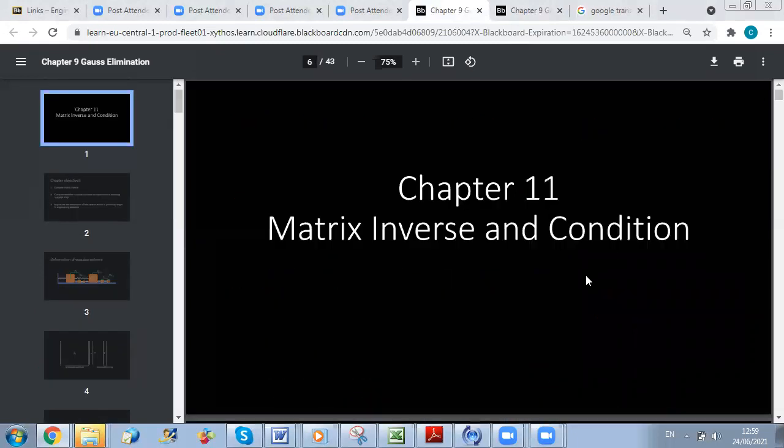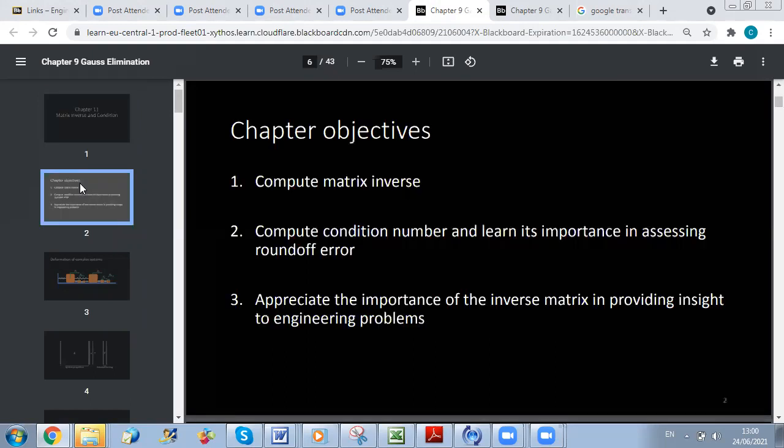So first, this chapter is called matrix inverse and condition. In this chapter, we will mainly introduce how to find the matrix inverse and how we can use it, how it can help us in knowing the condition of a matrix and how a variation of the force can affect the variation of the variables of my system. At the end of this chapter, you will be able to compute matrix inverse, compute the condition number and learn its importance in assessing bounds of error, and you will appreciate the importance of the inverse matrix in providing insight into engineering problems.